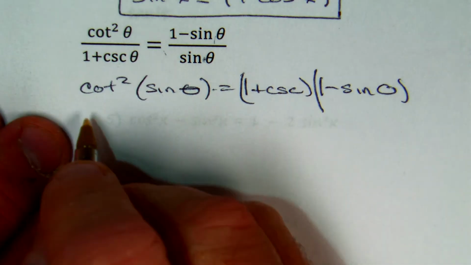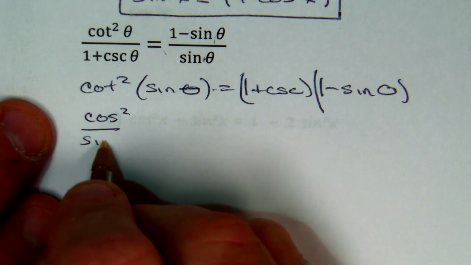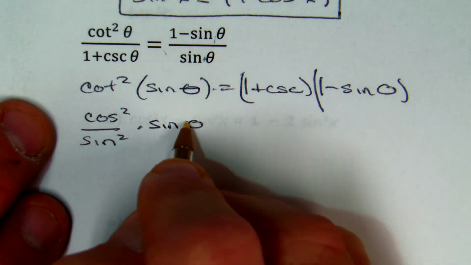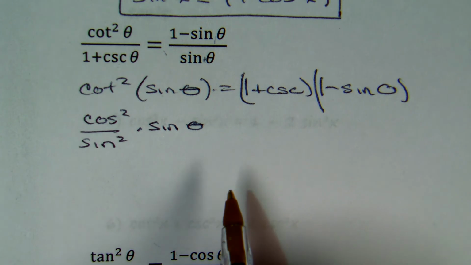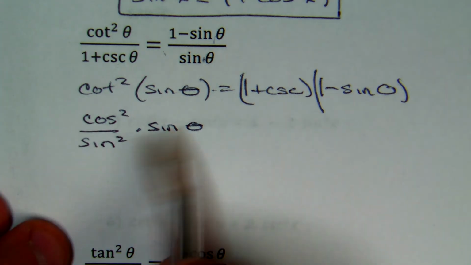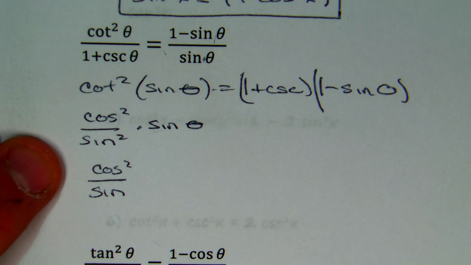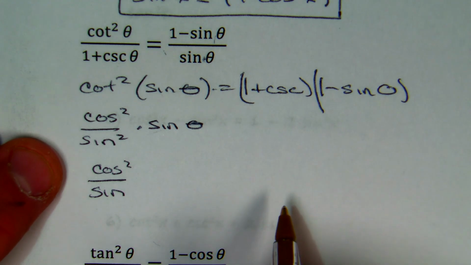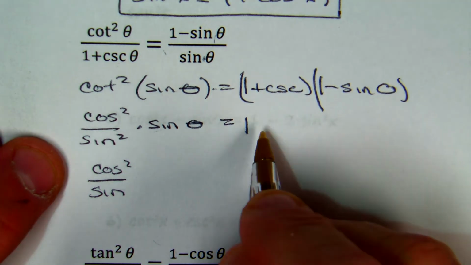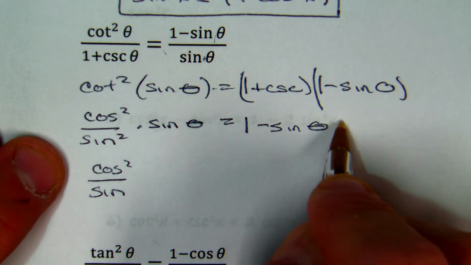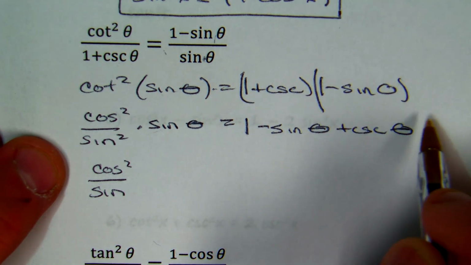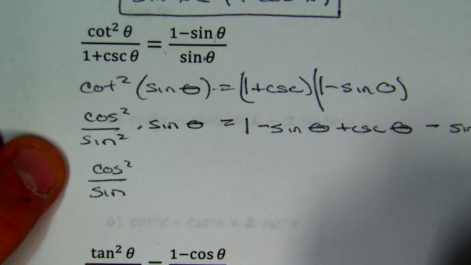Alright, cotangent squared is cosine squared over sine squared times sine. One of the sines cancels out. I end up with cosine squared over sine. And then I'm going to try to go over here and see if that helps me. So that becomes 1 minus sine theta plus cosecant theta minus sine theta cosecant theta.